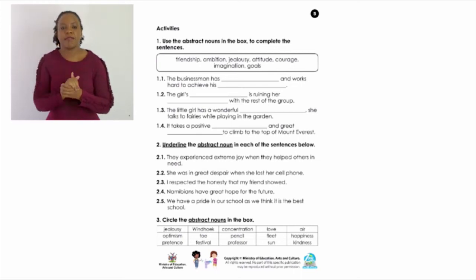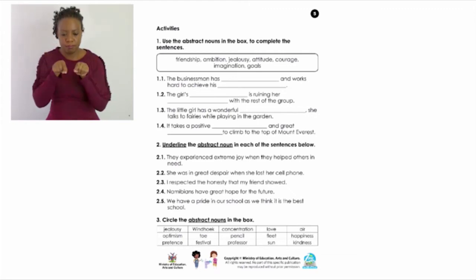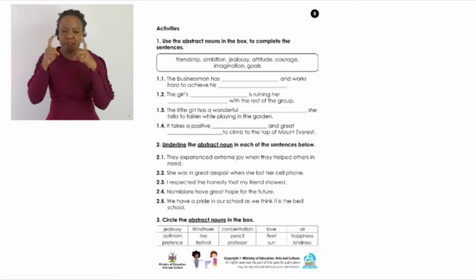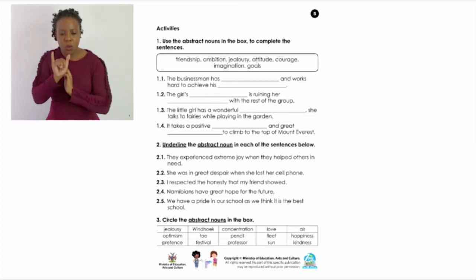Still on the same page, we have activity 3. Circle the abstract nouns in the box. We have quite a number of abstract nouns there, but they're also mixed with verbs, mixed with adjectives, etc. Just pick on abstract nouns and circle them, like the word love.